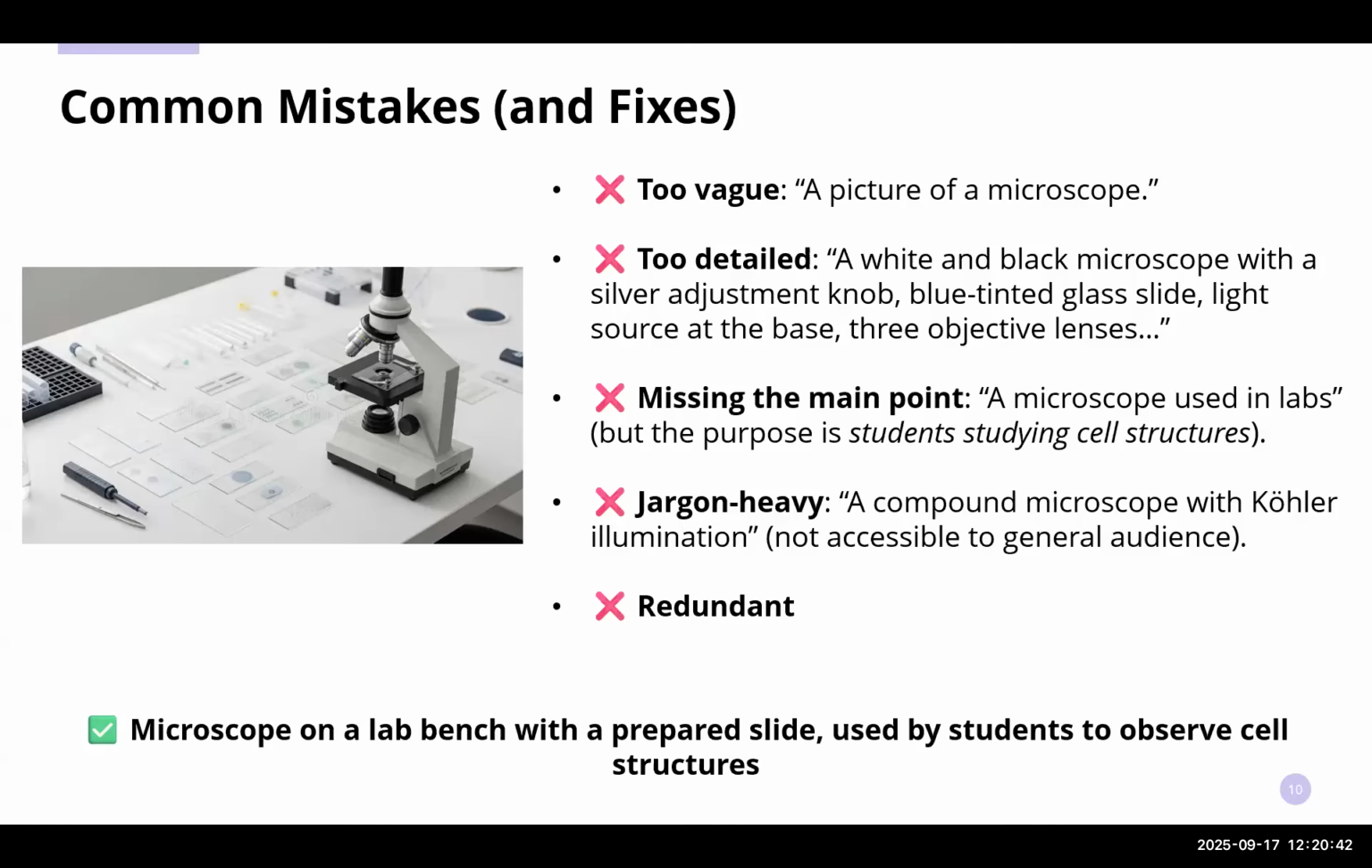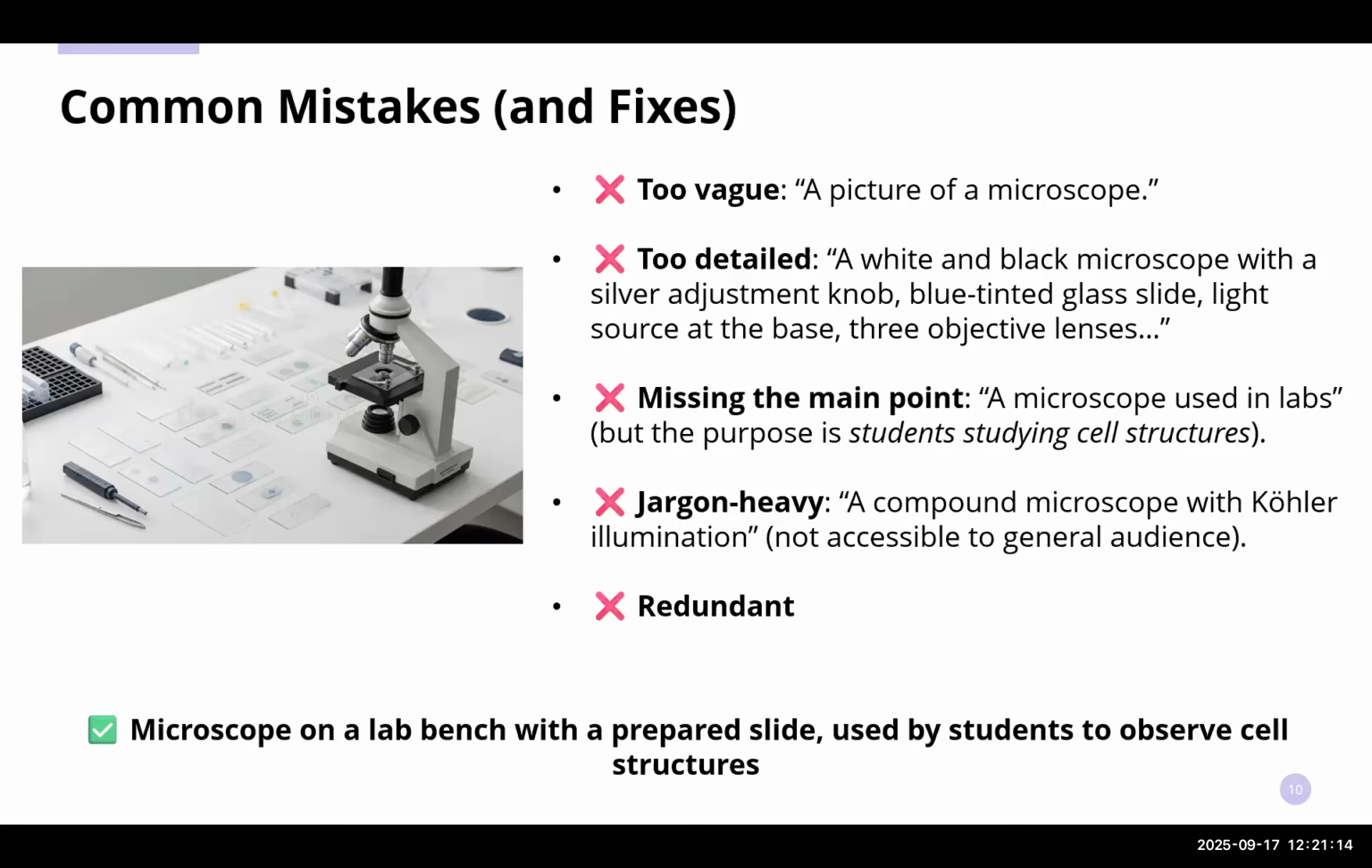Let's shift gears and look at some common mistakes people make when writing alt text and how to avoid them. Take this image for an example, something you would often see in science courses or lab manuals. A vague description like a picture of a microscope might seem fine at first, but it doesn't explain why the image is there or how it is supporting the learning.